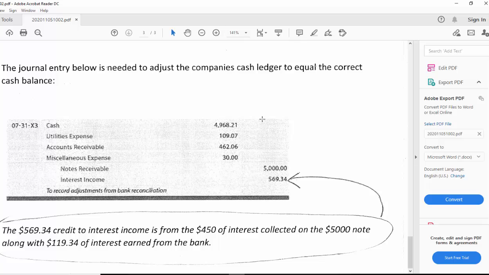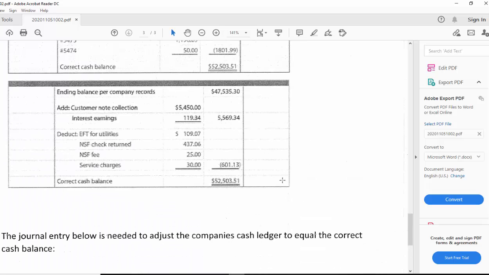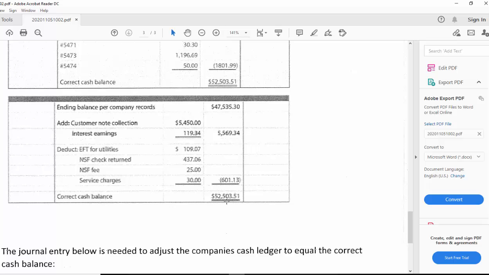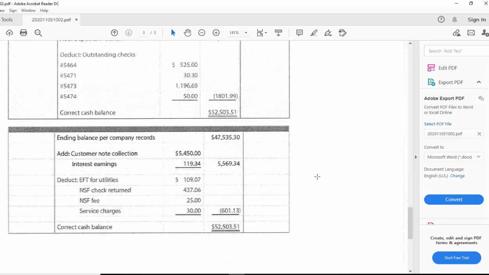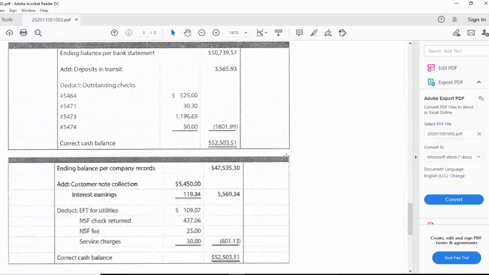So when we're done, we make this entry. It has to be posted to the ledger, obviously, and once that has taken place, our new balance in cash will be $52,503.51. So the whole goal of this is to have an understanding of why those two numbers are different, which we have accomplished. We understand down to the penny every single thing that is leading to there being a discrepancy between those two numbers. And then we want to make a journal entry to adjust this number to equal what it should be.